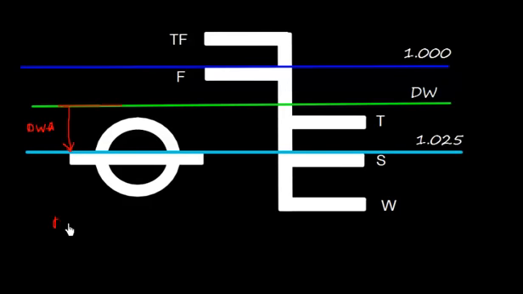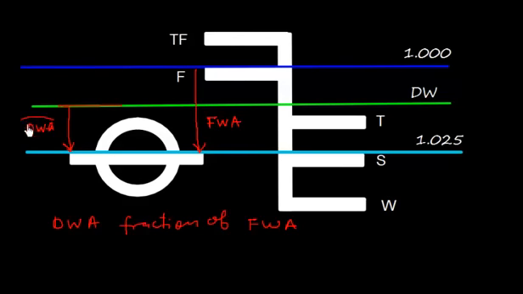Well, we can understand that dock water allowance is a fraction of freshwater allowance. Why? Because this is a freshwater allowance. This one is a freshwater allowance. So the dock water allowance is a fraction of a freshwater allowance.